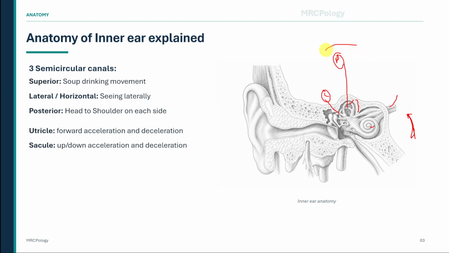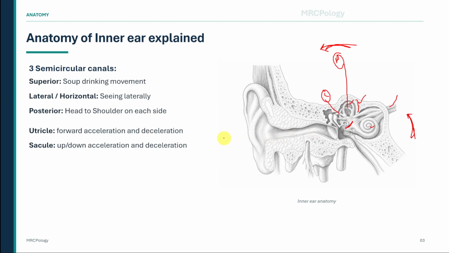Now look at the utricle and the saccule. The utricle mainly detects forward and backward acceleration and deceleration, especially in the horizontal plane. The saccule mainly detects up and down acceleration and deceleration, especially in the vertical plane. So semicircular canals deal with rotation, while the utricle and saccule deal with linear movement.